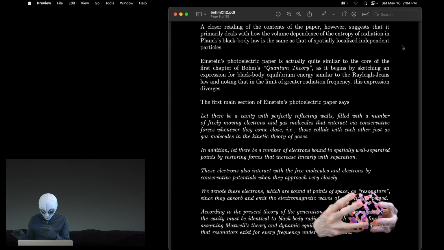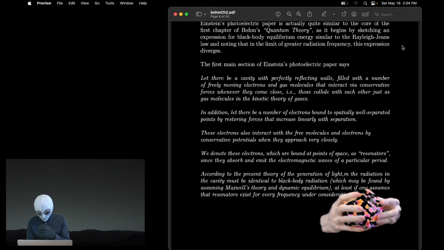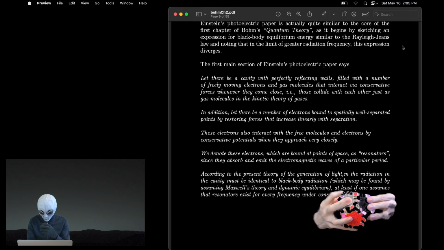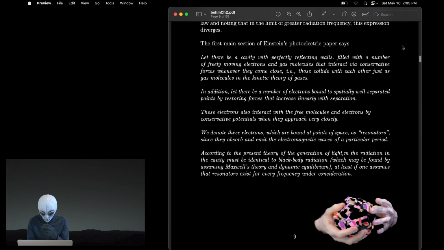The first main section of Einstein's photoelectric paper says, let there be a cavity with perfectly reflecting walls filled with a number of freely moving electrons and gas molecules that interact via conservative forces whenever they come close. That is, those collide with each other just as gas molecules in the kinetic theory of gases.